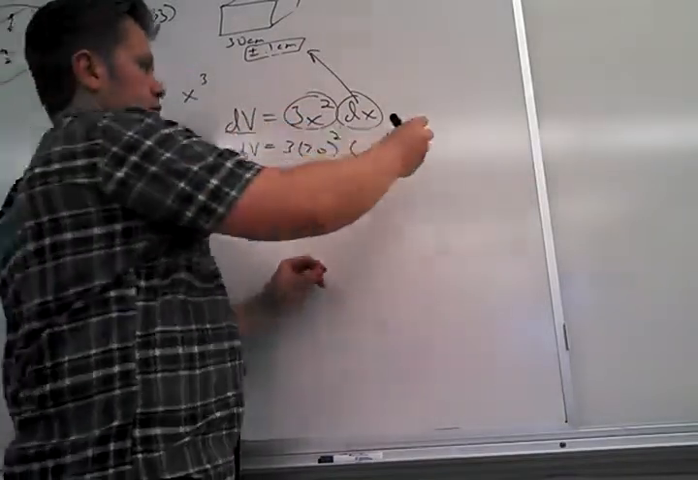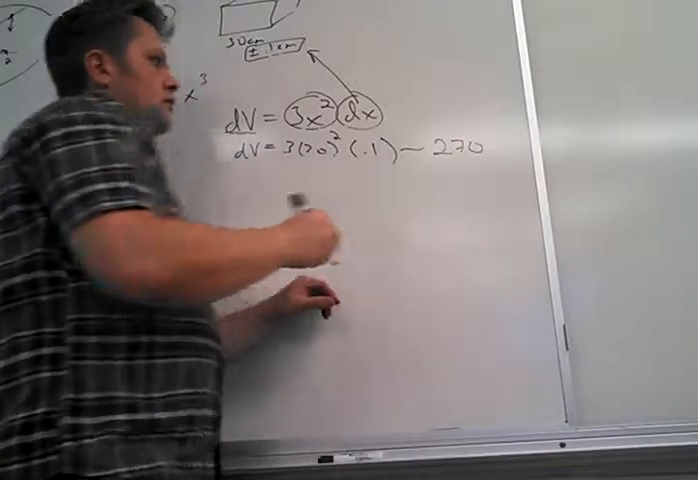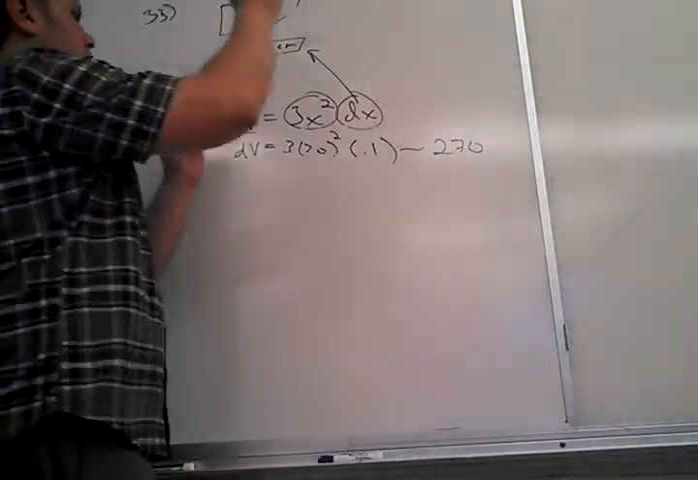So my approximation for how much the volume is changing is about 2700 times the 0.1. Cool. 270 cubic centimeters.